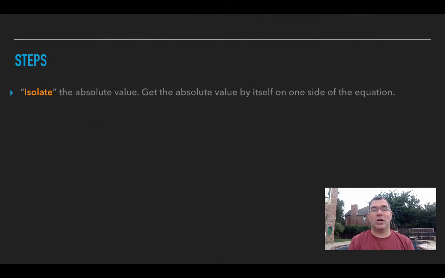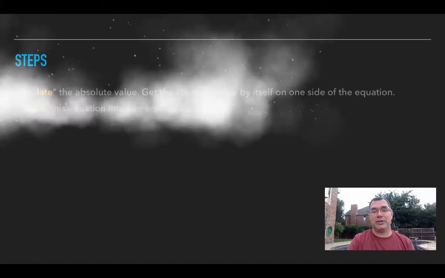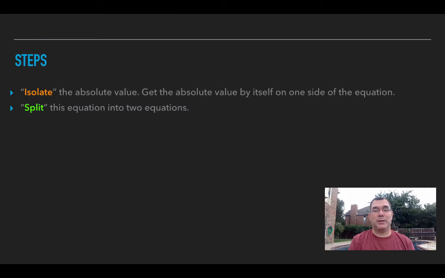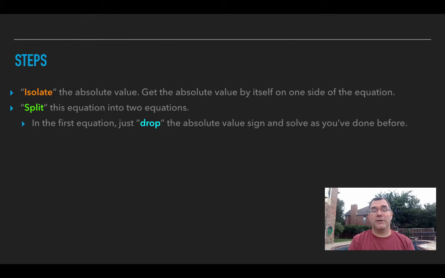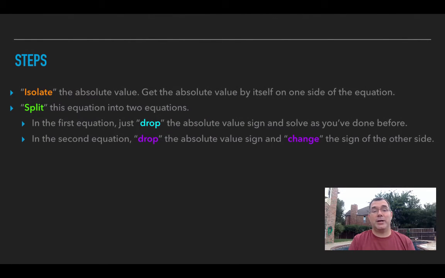I'm going to do what's called isolating the absolute value. What that means is just get it by itself on one side of the equal sign with everything else on the other side of the equation. Then we're going to split the equation into two equations and solve those separately. For the first equation that I create, I'm just going to drop the absolute value sign because when you have absolute value of a positive number, you can just drop the absolute value and get the same answer. In the second equation, I'm going to drop the absolute value and change the sign of the other side, implying that what was inside the absolute values is actually negative.